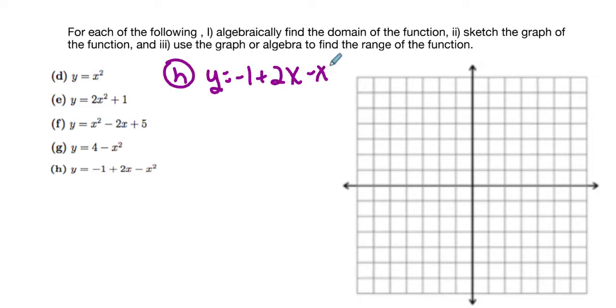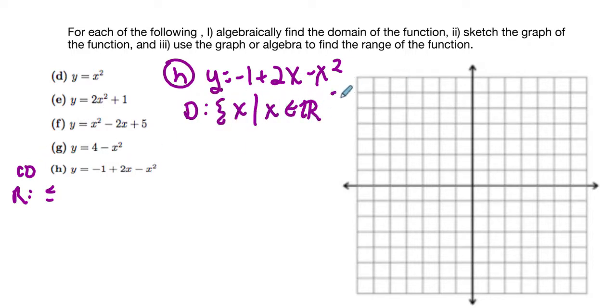H: y is equal to -1 plus 2x minus x squared. This is a concave down graph, so my range is going to be less than or equal to. Okay, it is a quadratic, so my domain is going to be x such that x is an element of the real numbers.